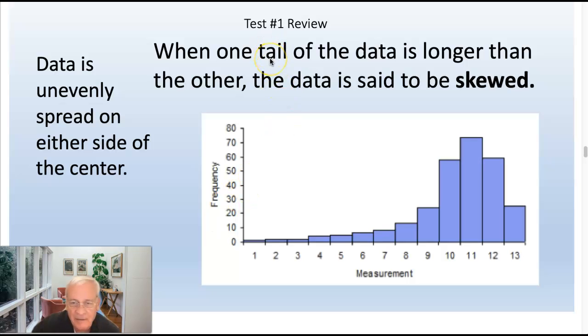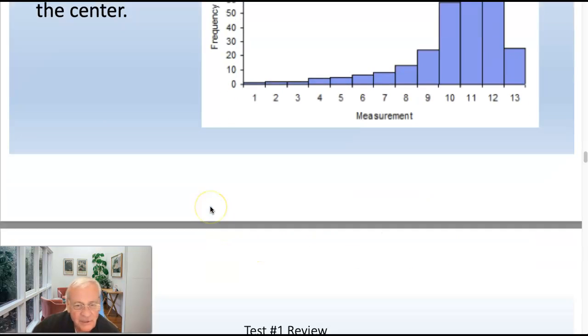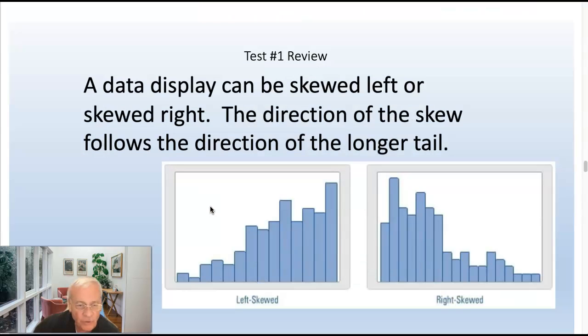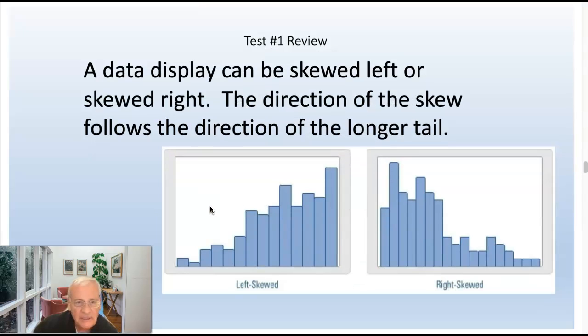As in one tail of the data is longer than the other, the data is said to be skewed. We talked about this. It's unevenly spread on either side of the center. All right, this one is skewed left. All right, the skew goes toward the tail, just like this, skewed left or right. The direction of the skew follows the direction of the longer tail.